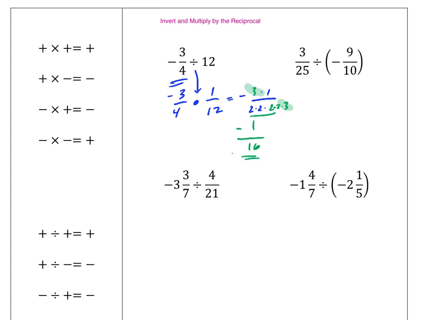That's the solution. Okay, so really all we did was apply the rules of multiplication, a negative times a positive. That's the only new thing. Everything else you've already been doing.